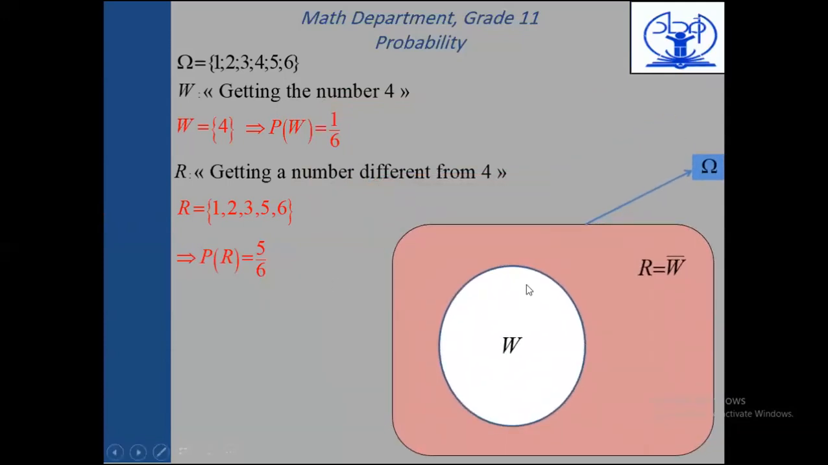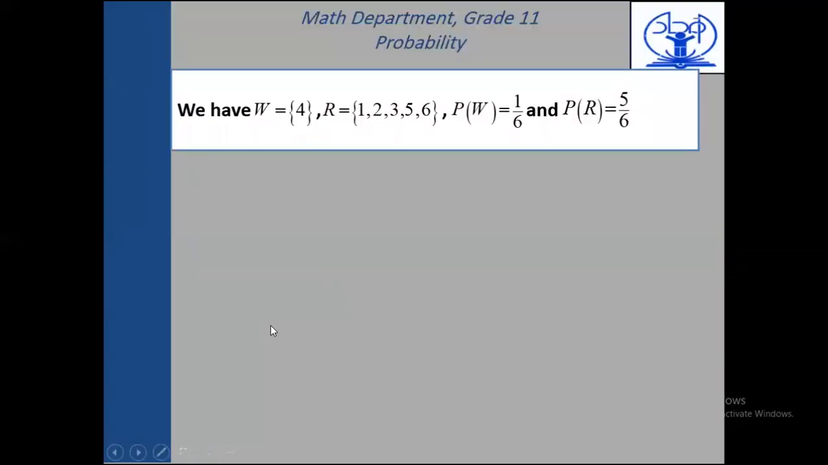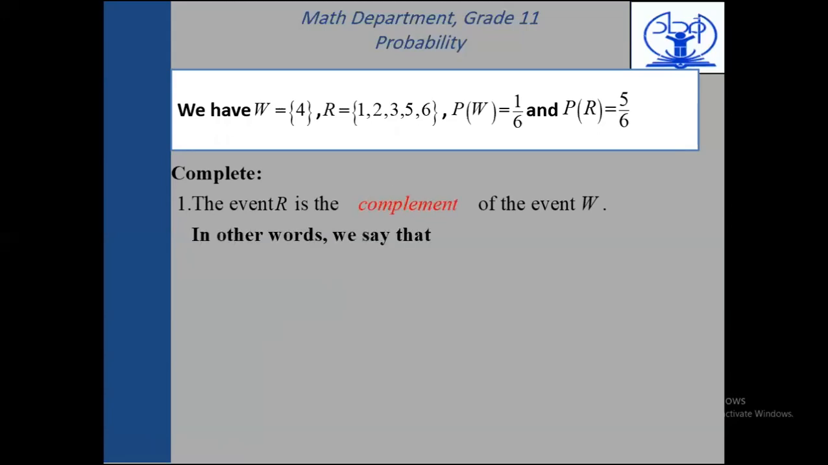So if W is here, the white circle, W bar will be everything which is outside W. We have W is 4, R is 1, 2, 3, 5, and 6. The probability of W is 1/6, and the probability of R is 5/6. So we say that the event R is the complement of the event W because it's everything except what's in W. In other words, R is nothing but the complement of W, which means W bar.